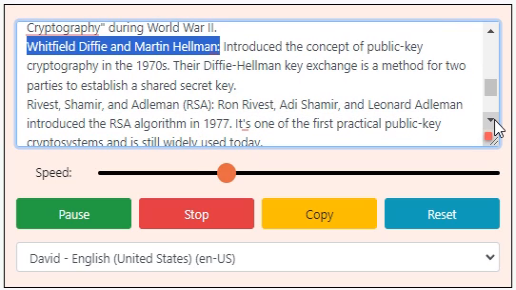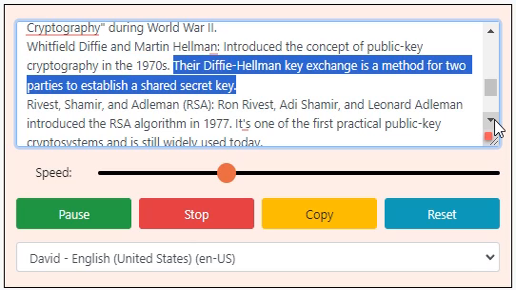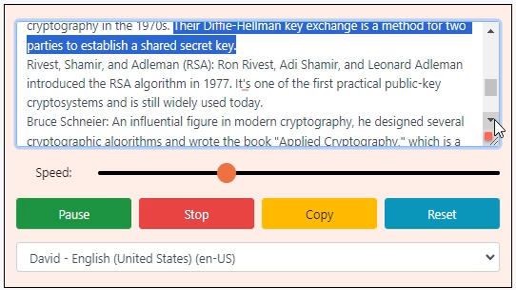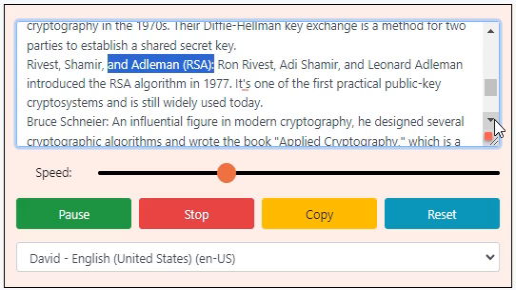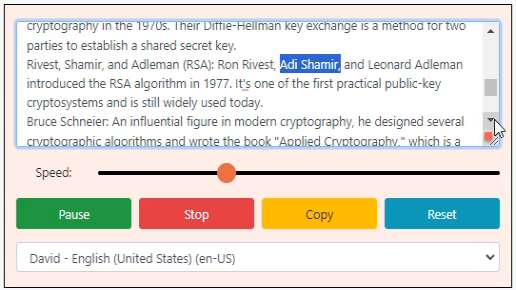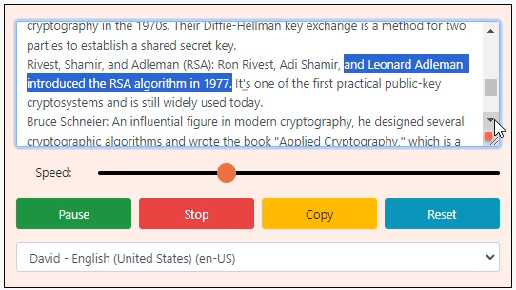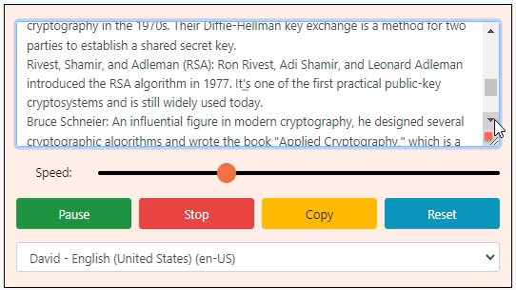Whitfield Diffie and Martin Hellman introduced the concept of public key cryptography in the 1970s. Their Diffie-Hellman key exchange is a method for two parties to establish a shared secret key. Rivest, Shamir, and Adleman, RSA. Ron Rivest, Adi Shamir, and Leonard Adleman introduced the RSA algorithm in 1977. It's one of the first practical public key cryptosystems and is still widely used today.